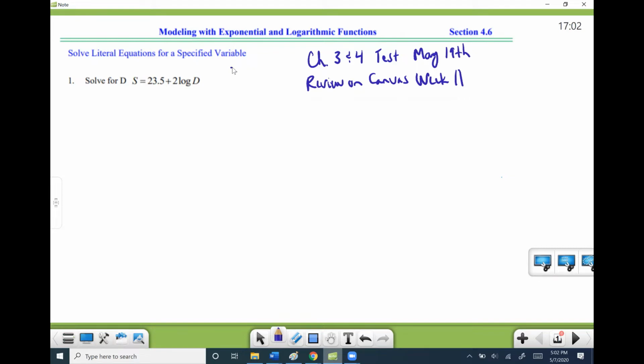Okay, so it says solve for D. So we want to get D by itself. All right. So if we're trying to isolate the D, what are you guys thinking of doing first? Yep, you bet. So we would move this guy over to the other side, which would make him negative.